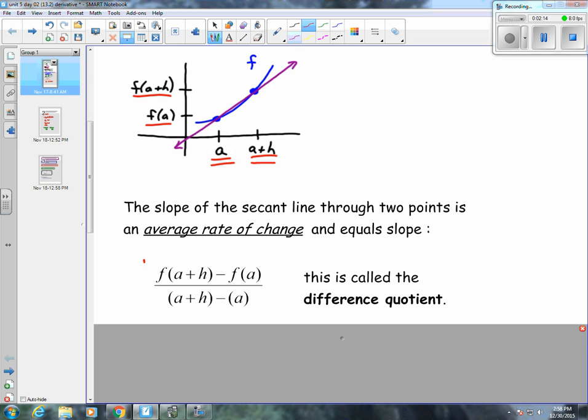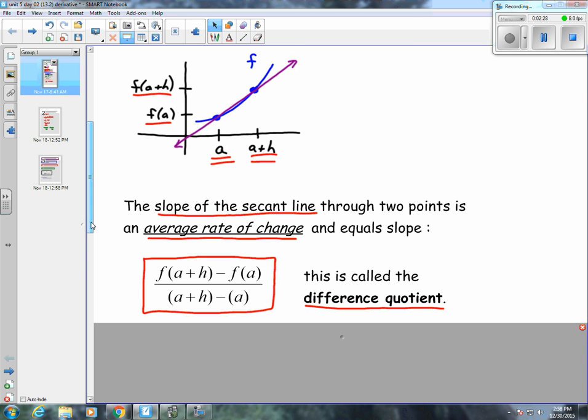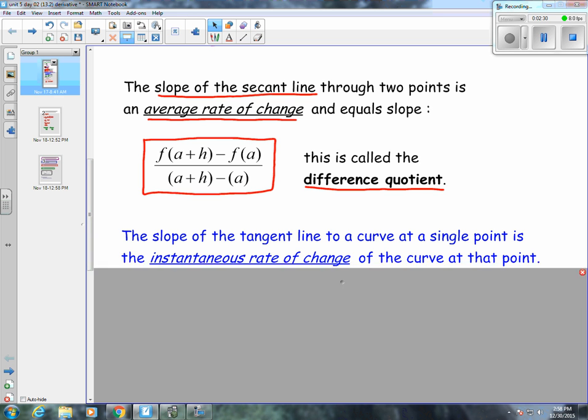We've already learned that this is called the difference quotient. So when you see average rate of change, slope of secant line, difference quotient, all related. Obviously, we can simplify that denominator to just make it equal to h.